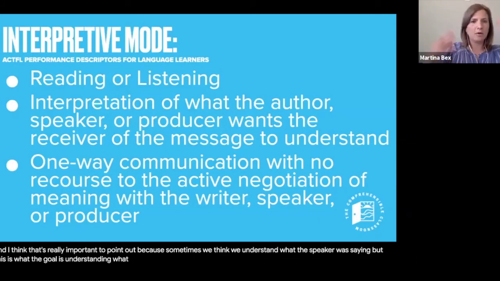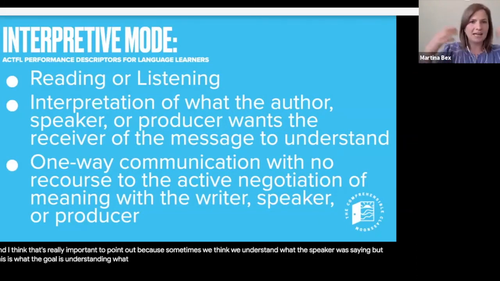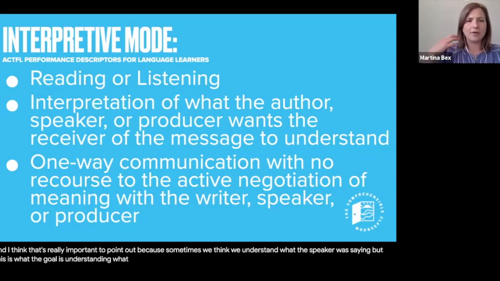So to me, that means you may be very well negotiating meaning in your head. You're trying to make sense of this language that you're receiving, but you're not engaging with the speaker in doing that. So there's no recourse to the source of input. It is all happening inside your head.